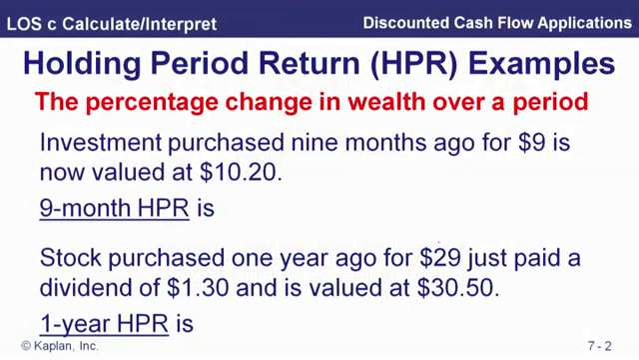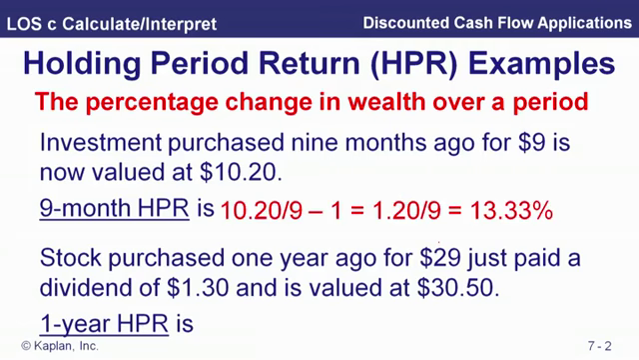So for an example, look at an investment purchased 9 months ago for $9, and it's now valued at $10.20, an increase of $1.20. So what's the holding period return? Well, take that ending value of 10.20 over the beginning value, subtract 1, and we find that that increase has been 13.33%. So we'll say, well, the 9-month holding period return for this was 13.33%.